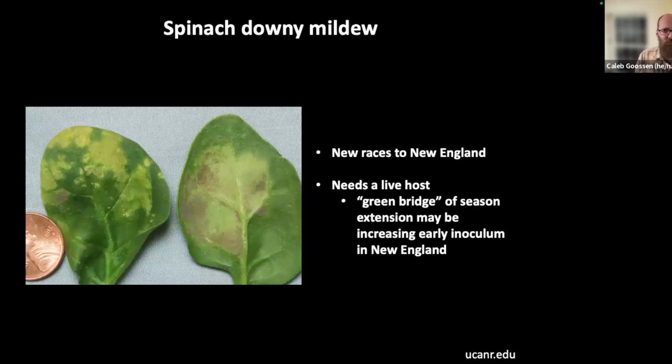Spinach downy mildew, another greenhouse thing, probably, although I have seen it outdoors a tiny bit, but it's not usually a problem. It's more of covered growing, but it's been a growing problem. It's been an increasing problem for our commercial farmers that do fall and winter spinach.